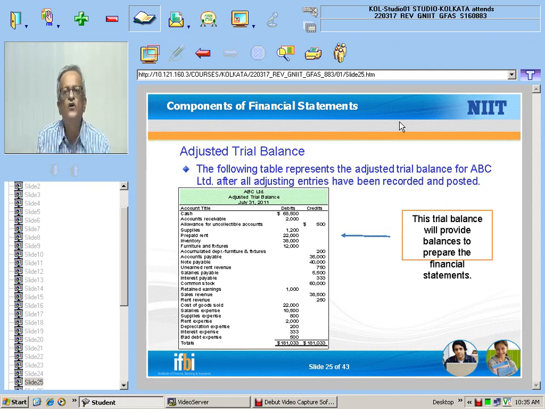I will again tell you for your sake. Debit bad debt expenditure account, credit allowance for uncollectible items 500 rupees. Debit supplies expense account, credit supplies account for 800 rupees. Debit rent expenditure account, credit prepaid rent account 2000 rupees. Debit unearned revenue, credit rent revenue 250 rupees. Debit depreciation expense, credit accumulated depreciation 200. Debit salary expense, credit salaries payable 5500. And debit interest expense, credit interest payable 3333. So these are the various items which are there.